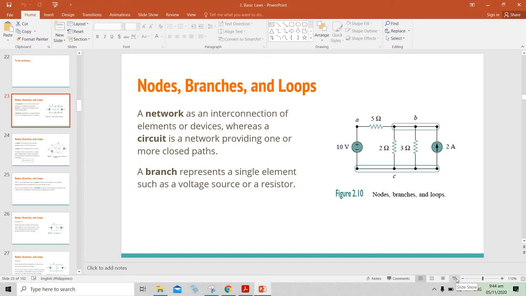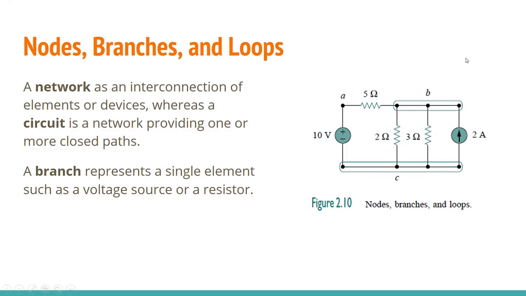Let's start with the PowerPoint. Okay. Nodes, branches, and loops. So this is the topic that we'll be discussing. I will be discussing rather. A network is an interconnection of elements or devices, whereas a circuit is a network providing one or more close paths. So previously, sa previous nga chapter, I discussed about a simple circuit.